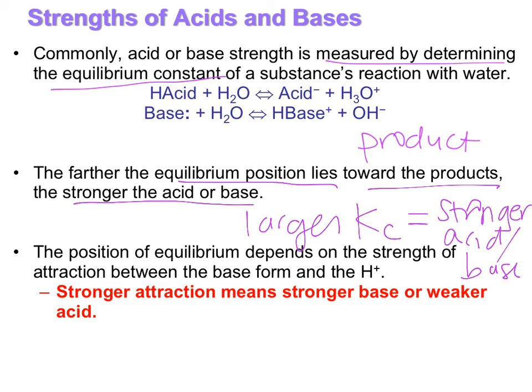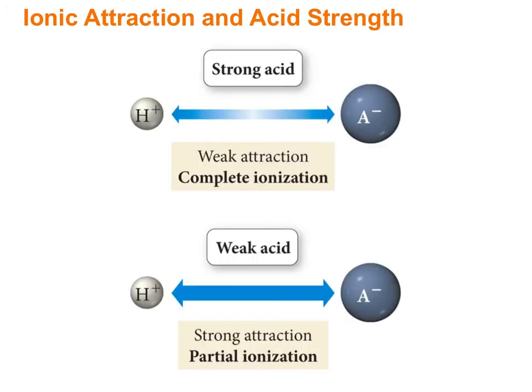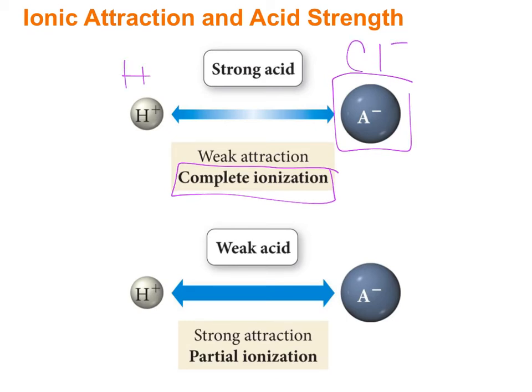So the position of equilibrium depends on the strength of attraction between the base and the H. So a strong acid will completely ionize. It doesn't care about staying intact as the original acid. So let's say we have H and then Cl, right? Proton and our Cl. HCl, they don't care about each other. They want to split up as soon as they get into water. They're completely okay with that. Versus weak acids, they want to stick together. So they're not going to completely ionize the same way that a strong acid would do.